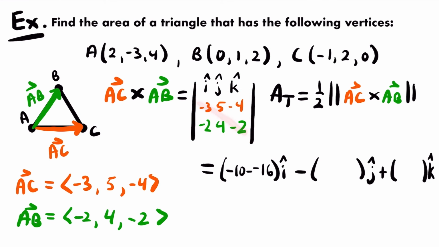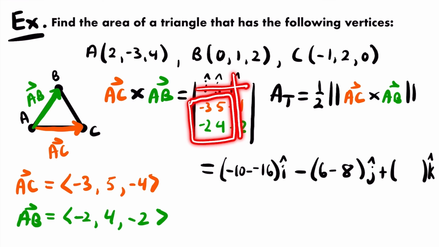-3 times -2 is +6, so we have +6 minus -4 times -2, which is +8. Okay, and then for the last value here, the last 2 by 2 determinant, we find that by looking at vector k and crossing out the row and the column that it's located in, and using these four values to find that 2 by 2 determinant.